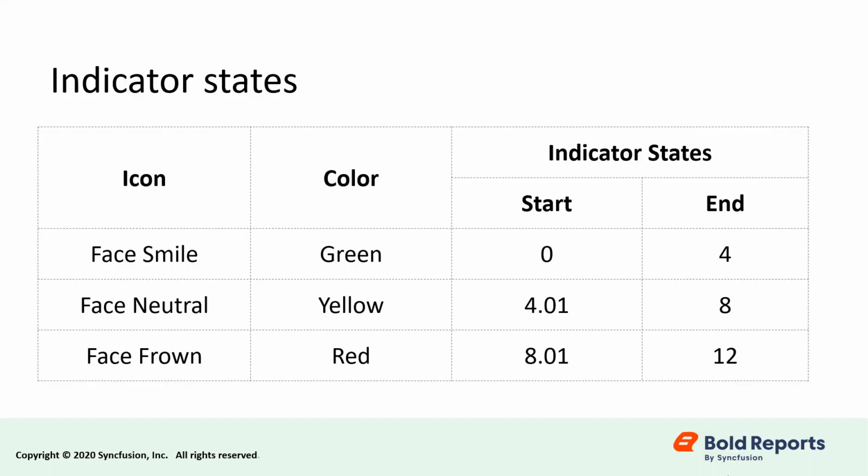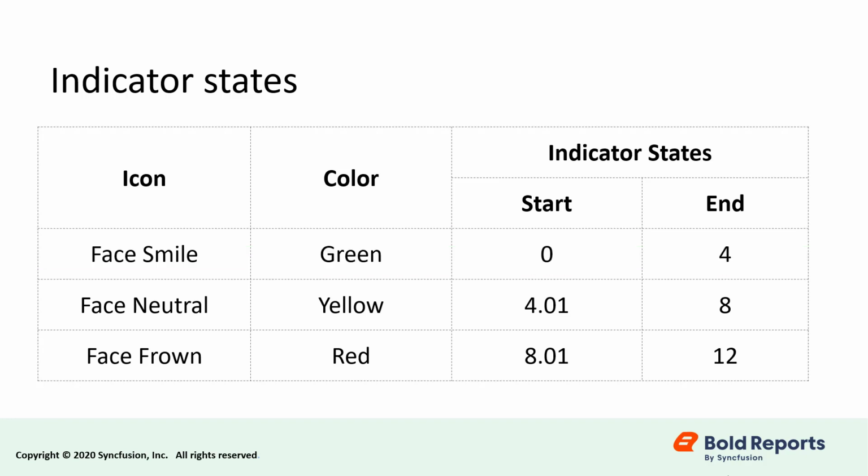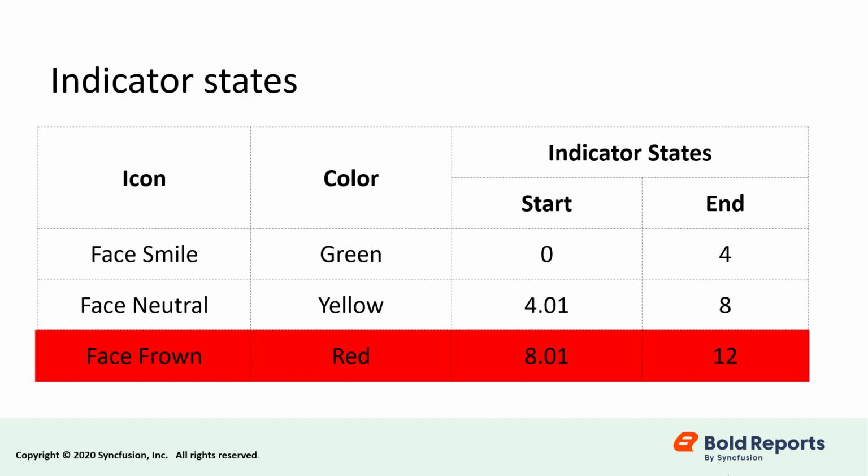We are going to configure smiley indicator types for the following states to visualize the response times. If the response time value falls between 0 and 4, we are going to show a green face smile icon. If the response time value falls between 4.01 and 8, we are going to show a yellow face neutral icon. If the response time value falls between 8.01 and 12, we are going to show a red face frown.